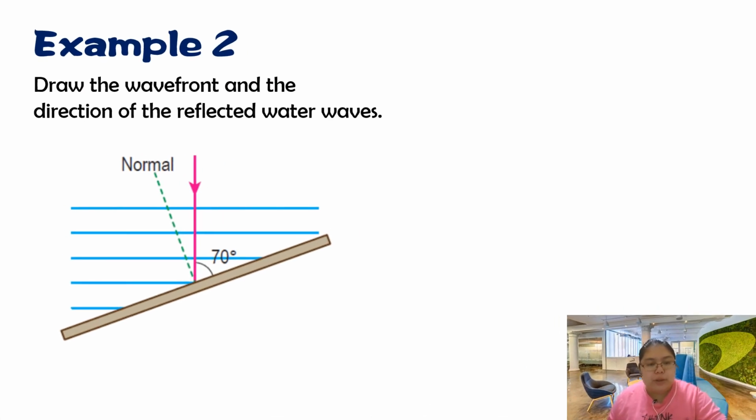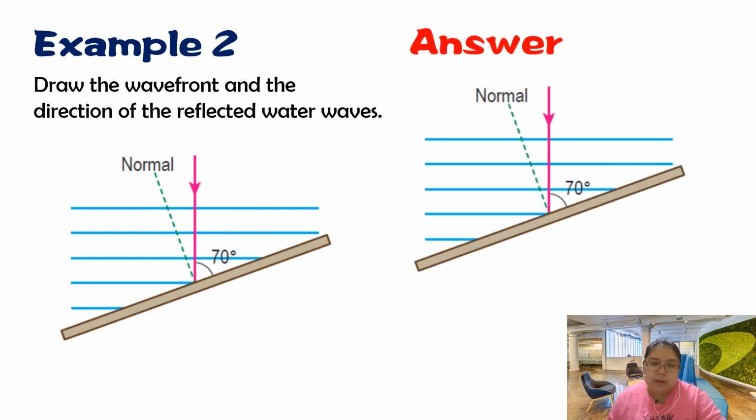Okay, example 2. You need to draw the wavefront and the direction of the refracted wave. So from here we start with the normal line. Then you need to draw the refracted ray. The angle is almost the same. This incident ray, how many? 90 minus 70, that's 20. So when you draw the refracted ray, the angle between it and the normal must also be 20. So this one is a plane one. We start by drawing the incident and refracted rays. Incident we already have. We draw the refracted.